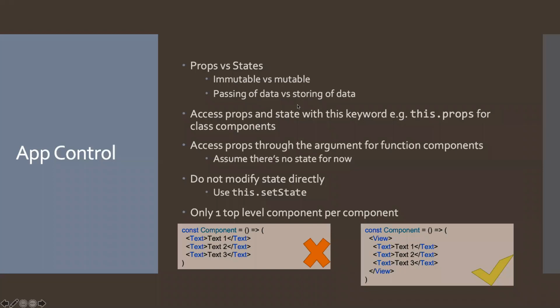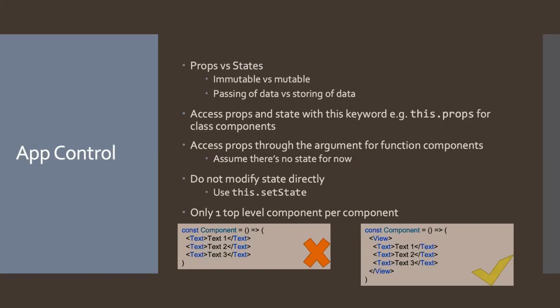Okay, great. So now we're talking about the main app control. For every React / React Native project, props and states are the most important part as far as data flow is concerned. So what are props and what are states? Firstly, props and states are both a way to pass or store data. But the difference is that props are immutable and states are mutable. What this means is that you can't actually change props per se, but you can change states.